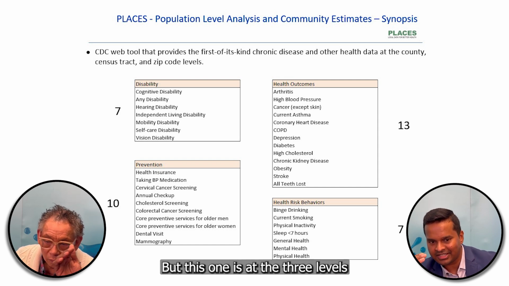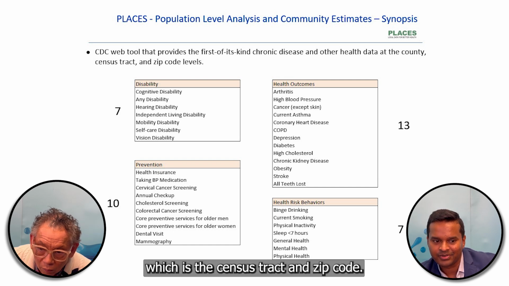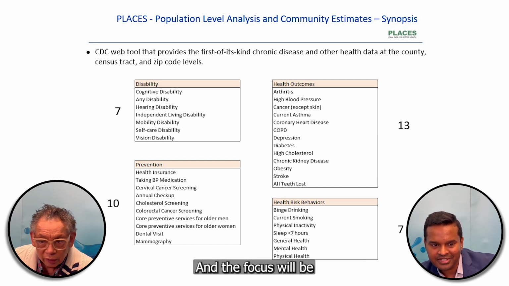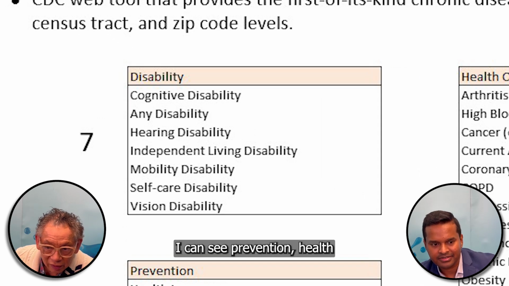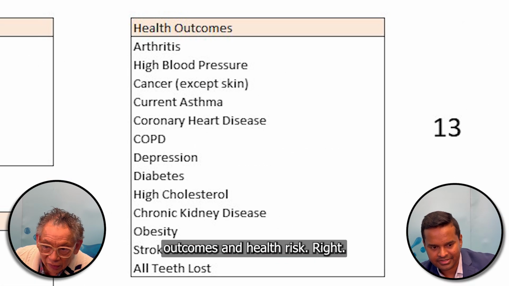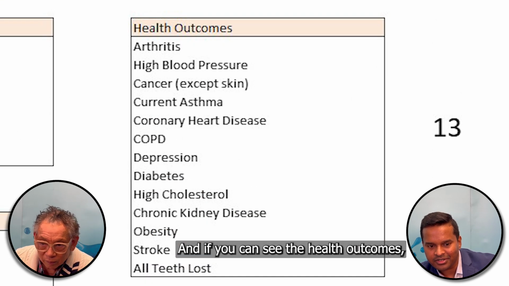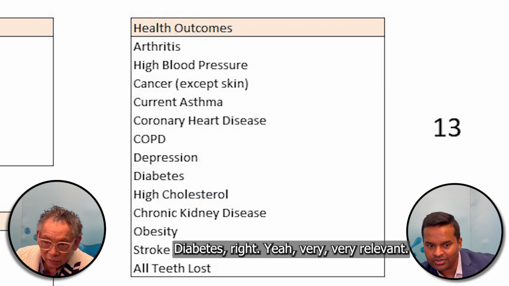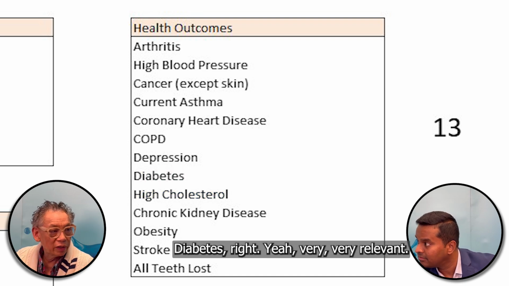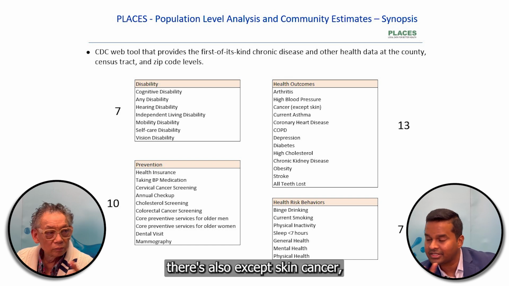But this one is at the 3 levels, and it goes deeper than the county, which is the census tract and zip code. And the focus will be disability, a little different too, right? Because here I can see disability, prevention, health outcomes, and health risk. If you look at the health outcomes, you can specifically focus on CKD, stroke, high cholesterol, diabetes. Very relevant. And for cancer, there's also cancer except skin cancer, they track that too.